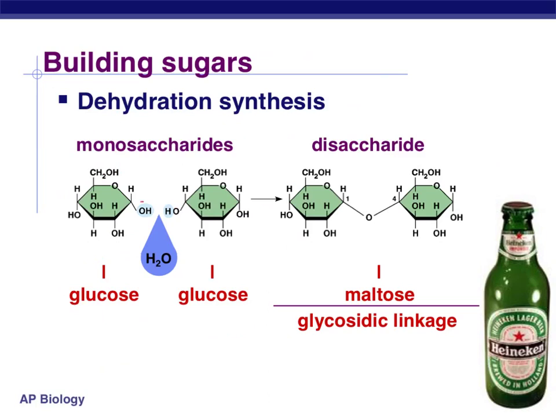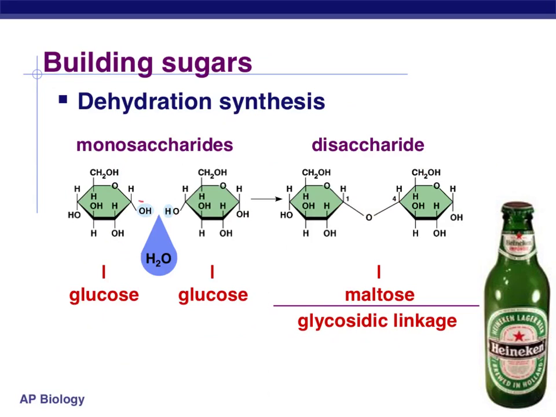So let's look at this example. We have glucose and glucose coming together. We're going to take that water away, create a space for that oxygen to bond, and we're going to end up with two molecules of glucose linked together, forming a disaccharide called maltose. This is important. This bond that holds these two glucose molecules together is called a glycosidic linkage.